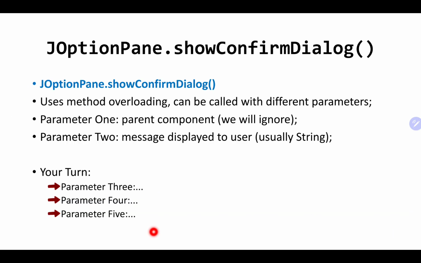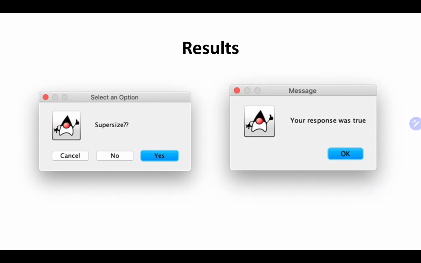So for show confirm dialog, what they do here, actually they're going to use method overloading. The first one I also explained to you just now, they use the parent component, and for parameter 2, they have the message displayed to the user, usually a string. This one, do we have parameter 3, parameter 4 and 5? Nope. Okay, so this is the result.